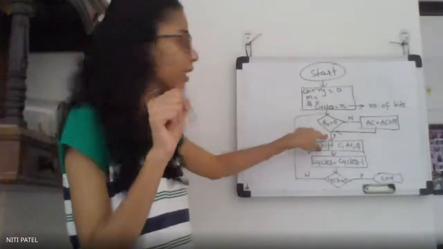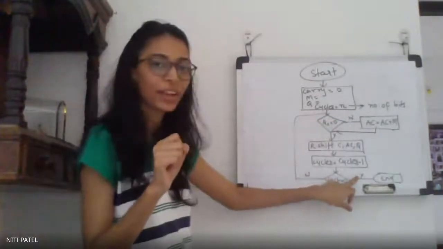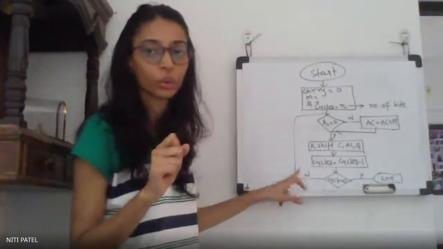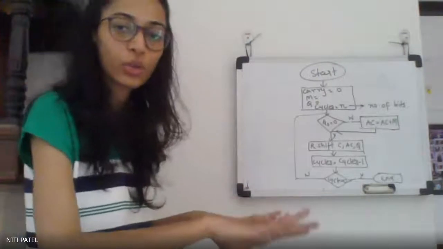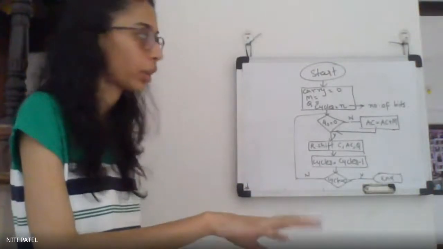Ma'am, yes. Ma'am, before R shift there is a Y written. Yes, Y is for yes, N is for no. Again here Y is for yes, N is for no. So if you write Y, it is okay. If you write complete yes, that is also okay.